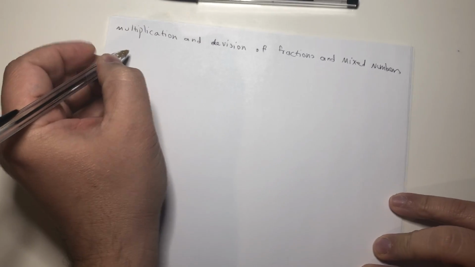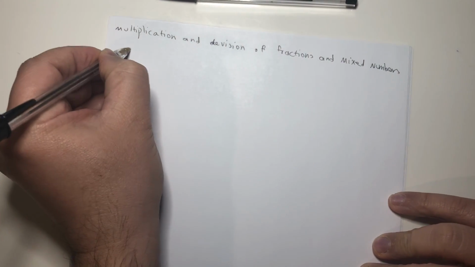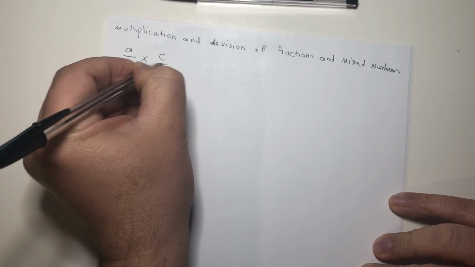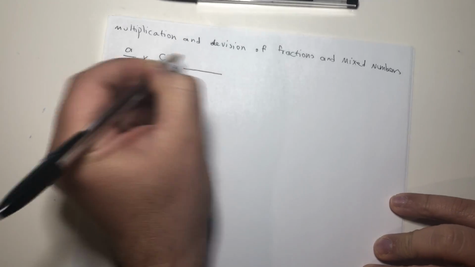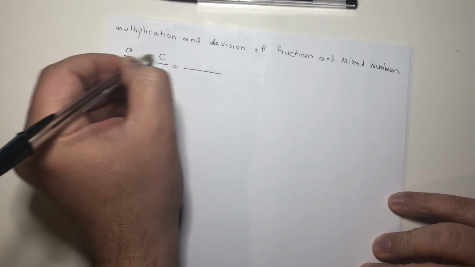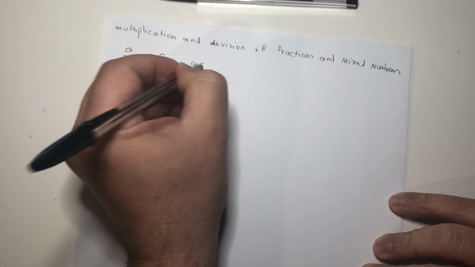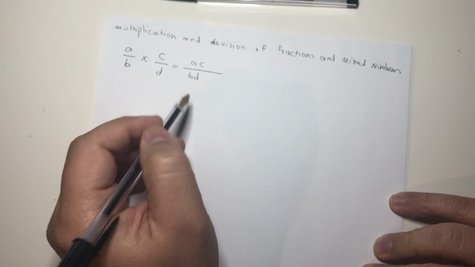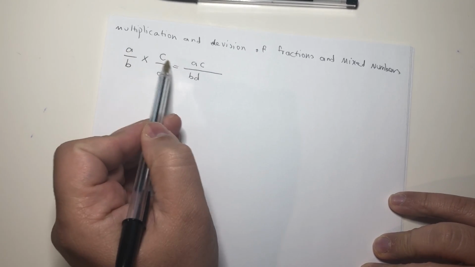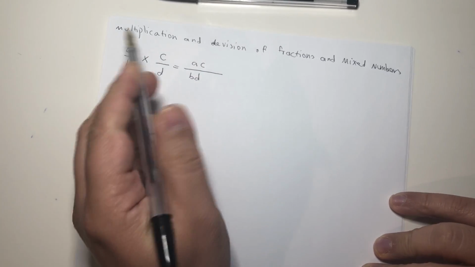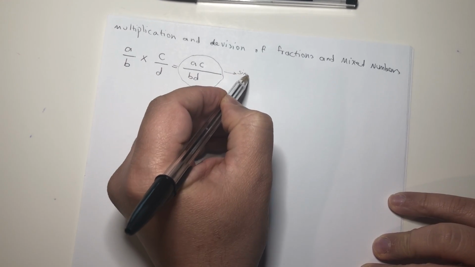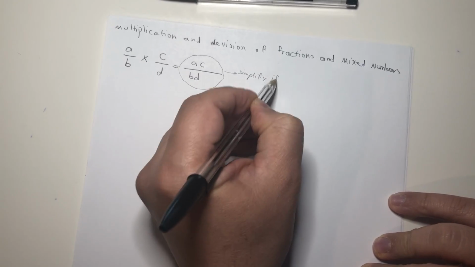So for the multiplication of the mixed number, as a reminder from the previous videos, if we have a fraction of a over b multiplied by c over d, we simply multiply numerators and denominators together. So it would be a multiplied by c over b multiplied by d. Then we have to simplify this if possible further, okay? Simplify if possible.